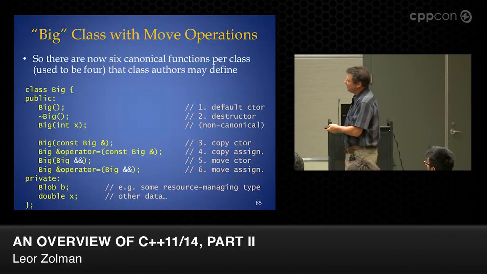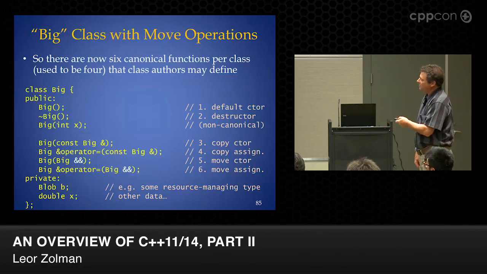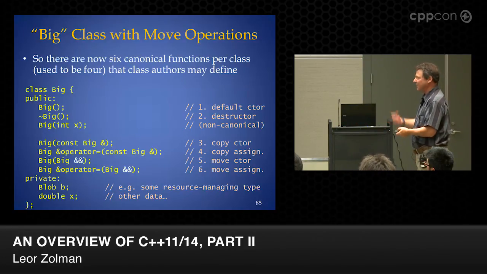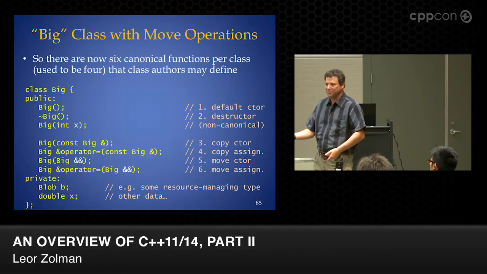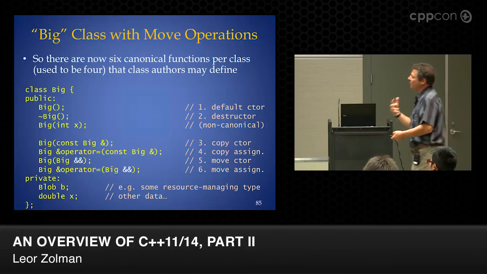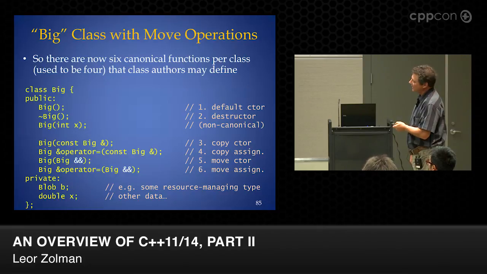So here is a little bit more fleshing out of this big class, showing all of the potentially generated functions. There's now 6 generated functions. Along with the original 4, the move operations are also potentially generated. And we'll go over when they're actually generated and when not. So default constructor, destructor. This is not a special function, right? This is just an ordinary constructor. Copy constructor, copy assignment, move construct, move assign.